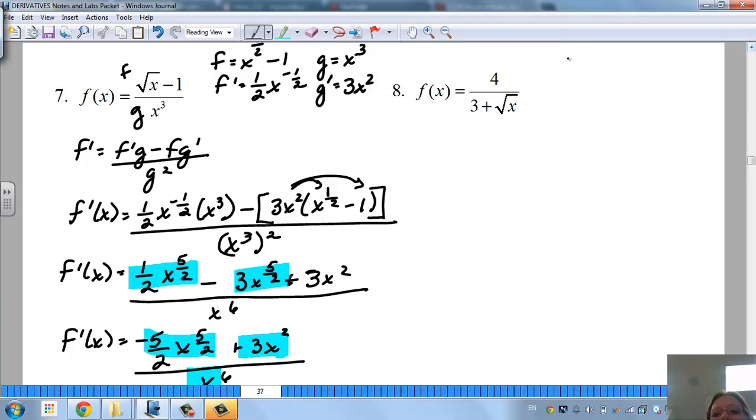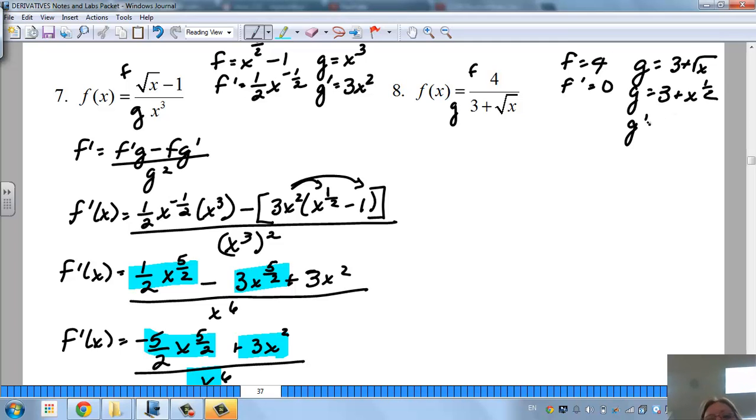Okay? One more time. f is 4. f prime is going to be 0. So this is my f and g. g is 3 plus radical x, and we can call that x to the half. g prime is going to be 1/2 x to the negative 1/2, because the derivative of 3 is 0. Okay? So f prime of x is going to be f prime g. Now if you'll notice, f prime times g is 0, so it doesn't even show up. So we only have the second part, minus f g prime.